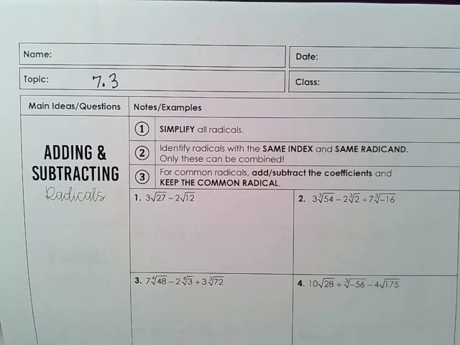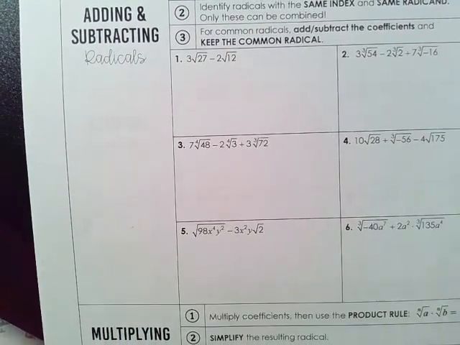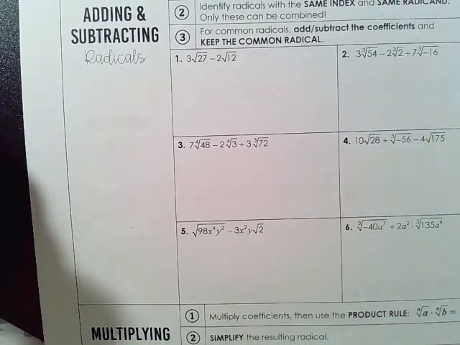Now, we've done a little bit of this before, but let me show you the biggest problem we're going to have today. This is the biggest problem. We can add and subtract radicals as long as they're a perfect match.